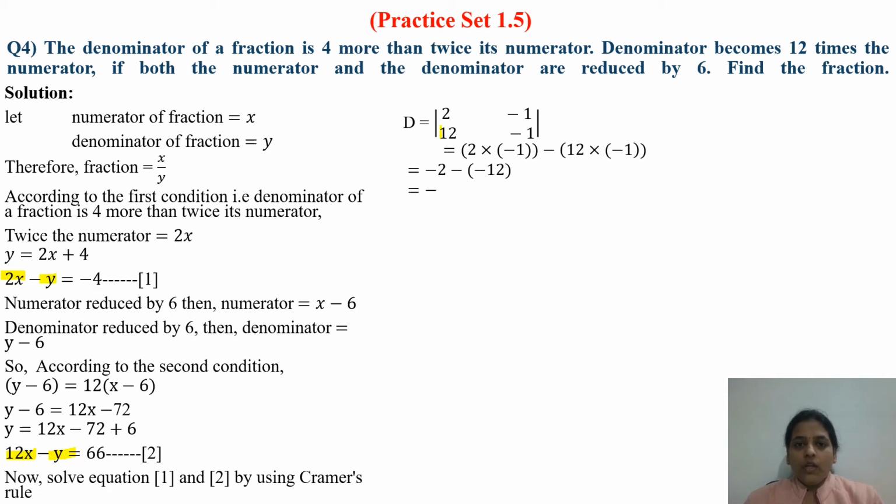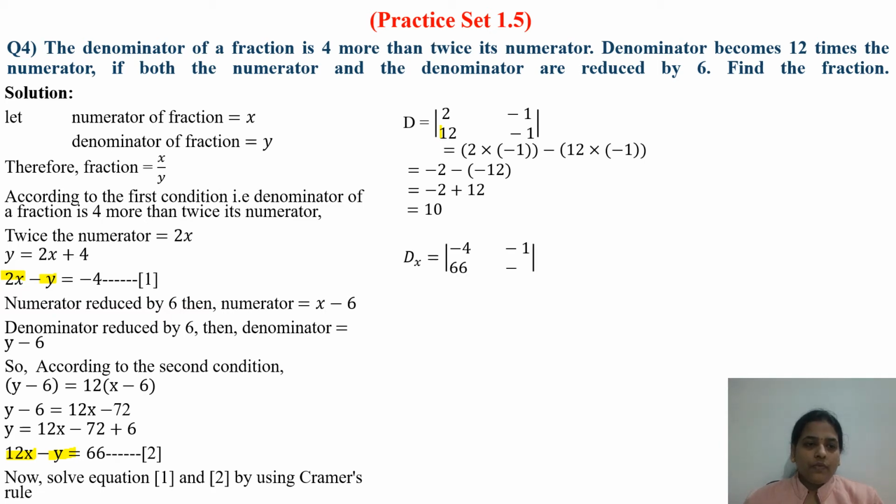Next, minus 2 plus. Why? Because minus 1 is converted into plus. So plus 12, then 2 plus 12, what is your answer? That is 10, plus 10. Correct. Next, we want to design here what? The Dx determinant. So how to design the Dx determinant here?